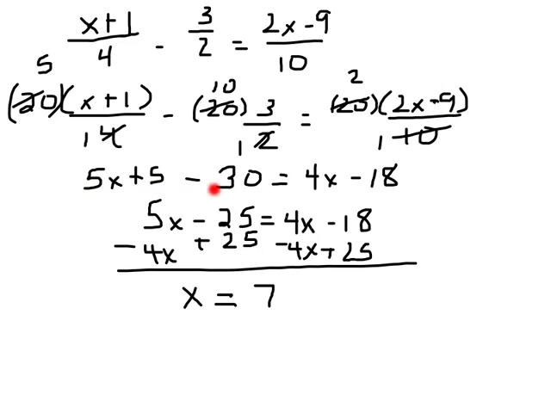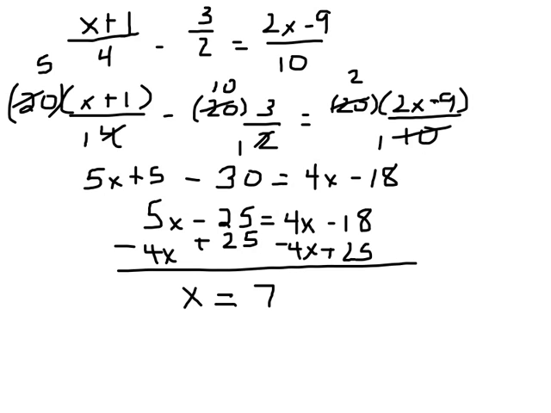Then I've got some like terms right here I need to combine. 5x minus 25 equals 4x minus 18. Now I'm going to move the 25 over here and the 4x over here. And when I do that and subtract, I see that x is equal to 7.